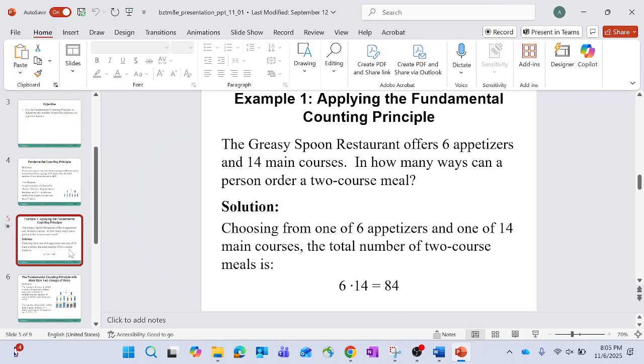Applying the counting principle, the Greasy Spoon restaurant offers 6 appetizers and 14 main courses. How many ways can a person order a 2-course meal? Well, just do 6 times 14. That's all the different combinations of appetizers and main courses that you can do. Are we good here? Any questions about anything?